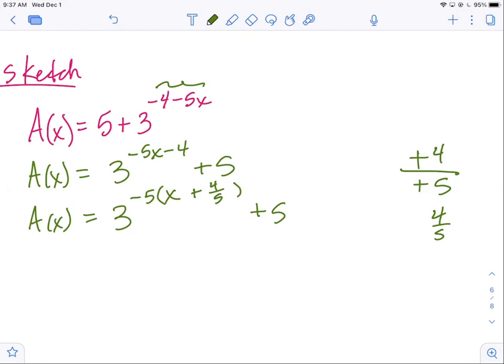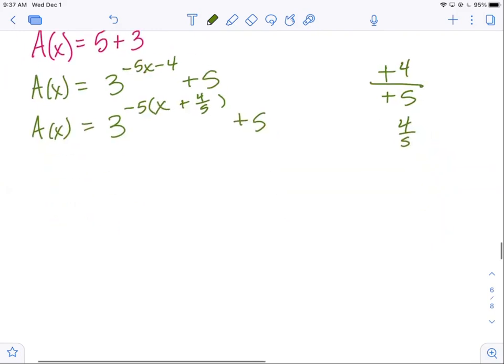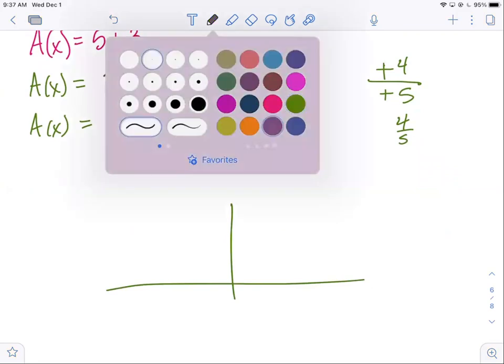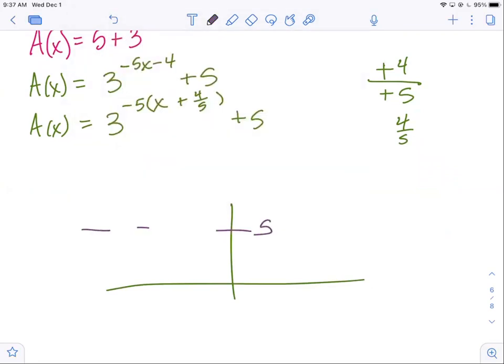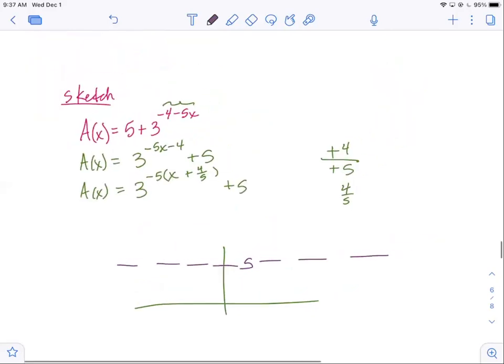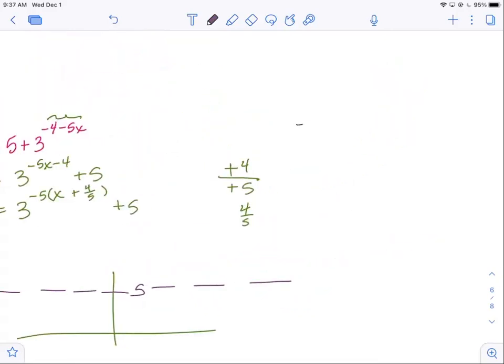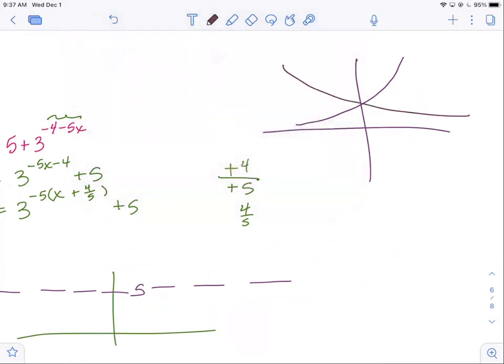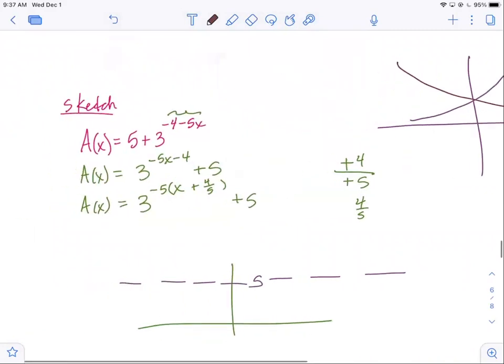Okay, so if we sketch it, the first thing we do is we go up 5. So up 5, I'm just going to call this 5. And I draw that horizontal asymptote. Now, let's think about what the shape's going to be. If the shape was originally like this, right? There's the X and Y axis, and I reflect it across the Y axis only, it's going to look like this. So now it's decreasing above, right? Decreasing above is going to look like this.